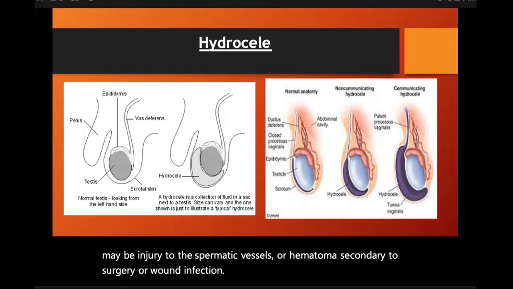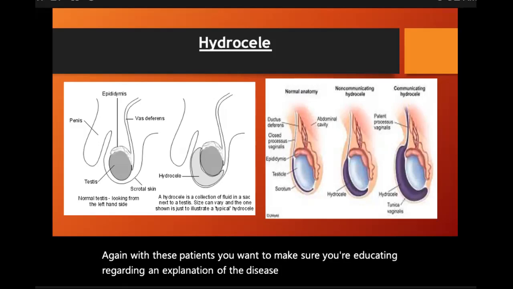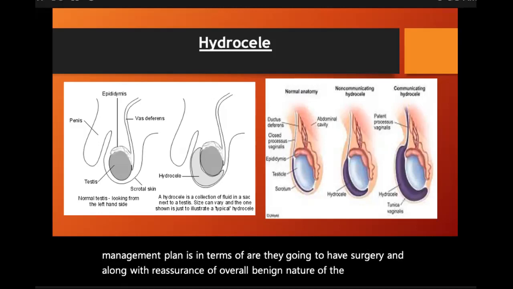Again, with these patients, you want to make sure you're educating regarding an explanation of the disease process, what the management plan is in terms of, are they going to have surgery, along with reassurance of the overall benign nature of the condition, depending on the underlying cause.